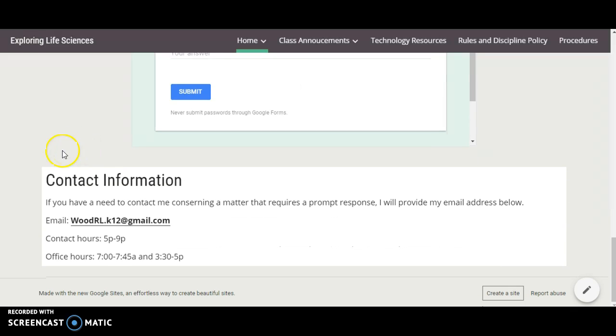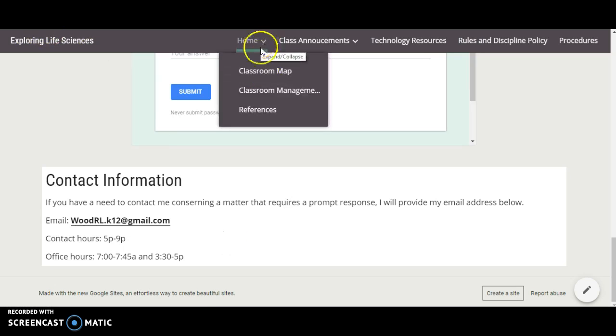This contact information section below the form is if you need to contact me concerning a matter that requires a more prompt response. For that, I've provided my school email address here, and contact hours for that email address are 5 p.m. to 9 p.m. That's when I monitor it most closely. Or you can contact me during office hours, which are 7 a.m. to 7:45 a.m. before school begins, and then after school 3:30 to 5 p.m.